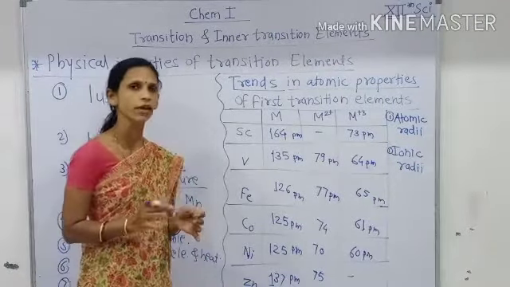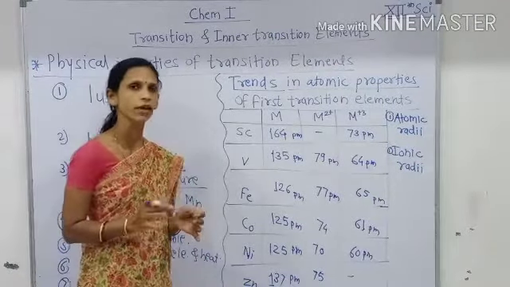Today we are going to study atomic radii, ionic radii, and ionization enthalpy of the first transition elements. First of all, see the atomic radii and ionic radii of first transition elements. All of you know atomic radius is the distance between the nucleus and the valence electron, that is the outermost electron of an atom of an element. Atomic radius is measured in picometer (pm), nanometer (nm), or angstrom.